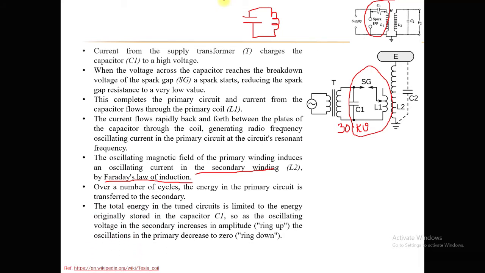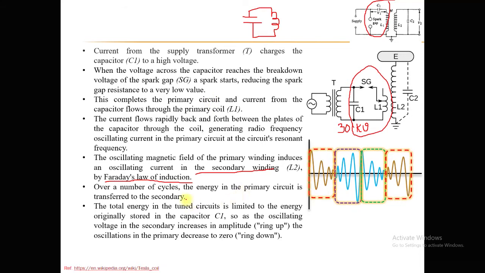The total energy in the tuned circuit is limited to the energy originally stored in capacitor C1, so as the oscillating voltage in the secondary increases in amplitude, which is known as secondary ring up, at the same time the oscillations in the primary decrease to zero, which is known as primary ring down. Here you can see the first phase indicates the primary ring down, which represents the transformation of energy from the primary circuit to the secondary circuit.